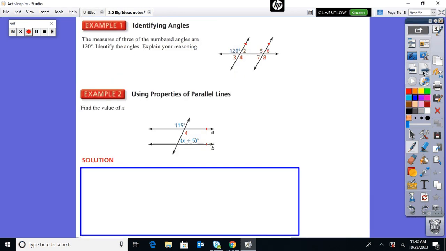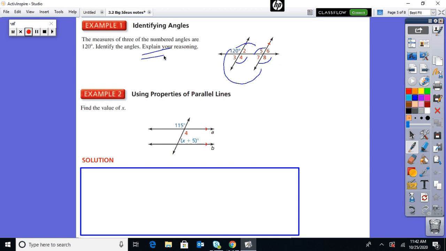All right, so now let's apply it. Example 1. The measures of 3 of the numbered angles are 120 degrees. Identify all the angles. So right away, I see a 120. I know there's a 120 vertical, a 120 corresponding, and a 120 alternate exterior. So that's the explanation. You have vertical for 4, corresponding for 5, and alternate exterior for 8.